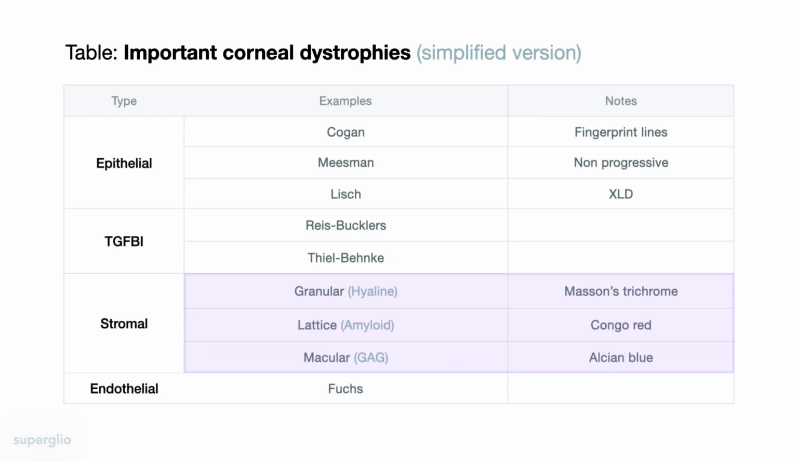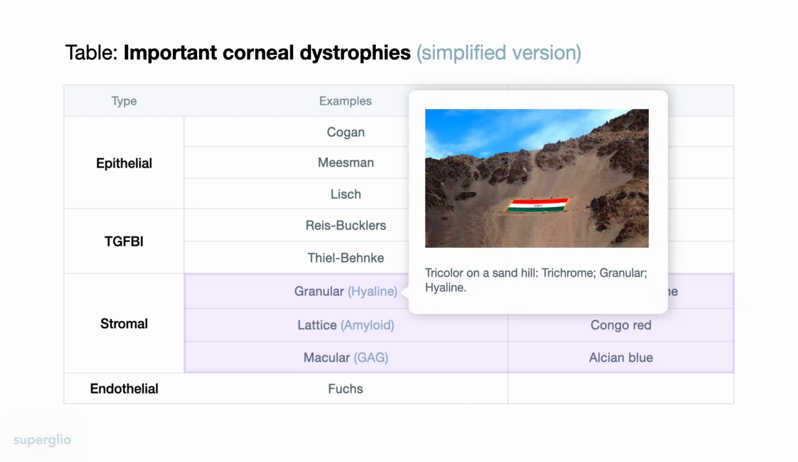Back to our table. So hyaline is stained with Masson's trichrome, amyloid with Congo red, and glycosaminoglycans are stained with Alcian blue. How do you remember granular dystrophy? Granular means grain-like, so sand. Sand is grain-like. See how there's a tricolor on a sand hill. From tricolor, think trichrome. From sand, granular, and from hill, hyaline.